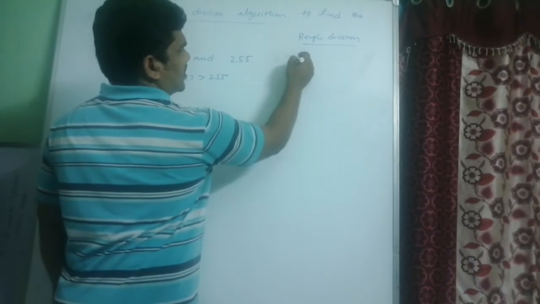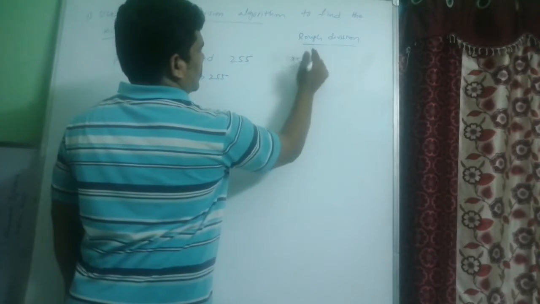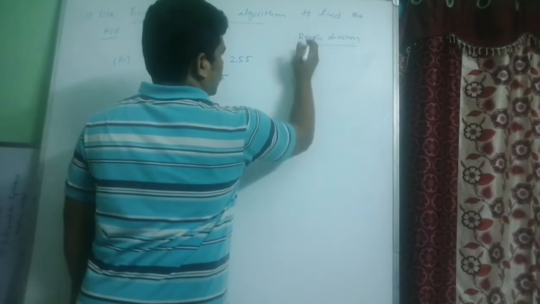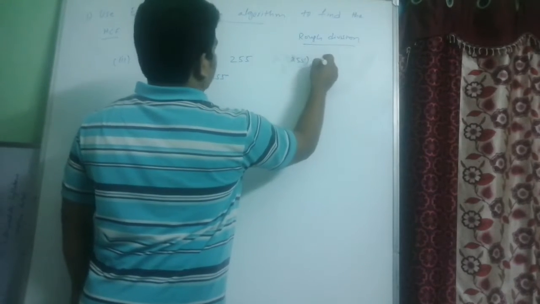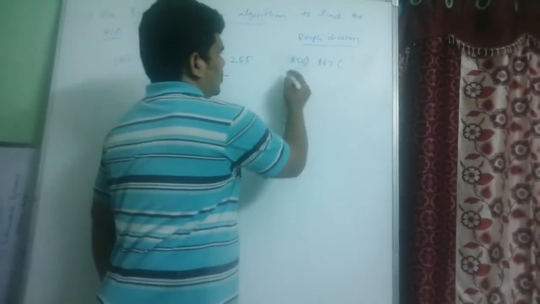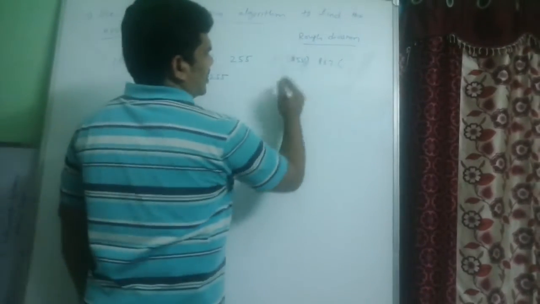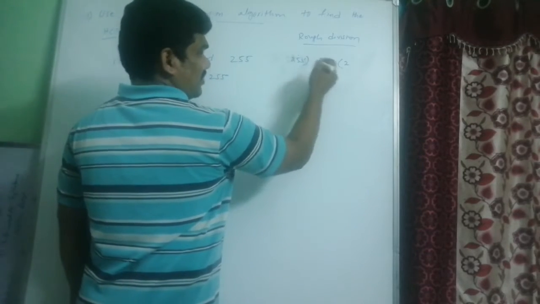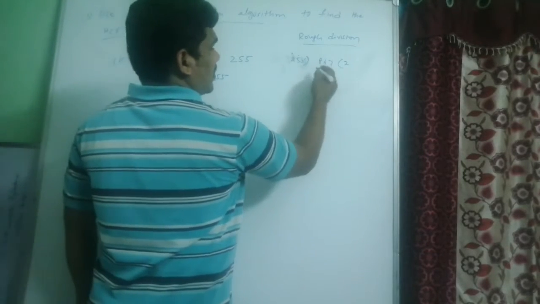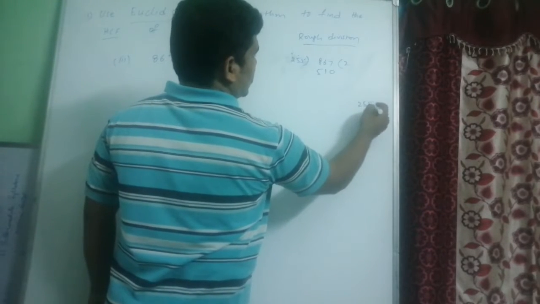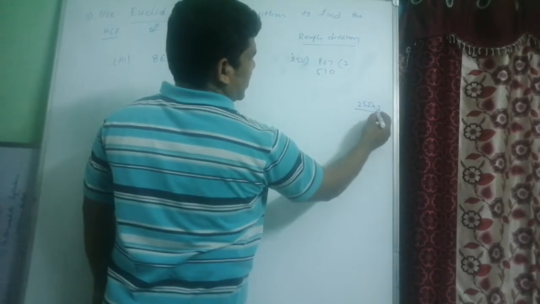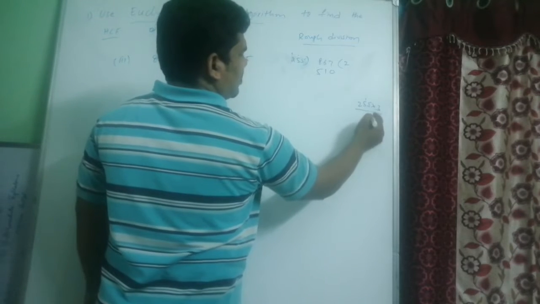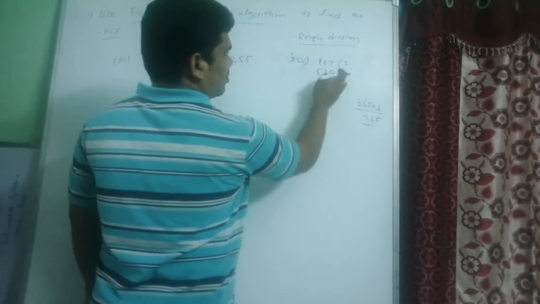In the rough division, 867 should be divided by 255. We can try with any number, say 2: 2 fives are 10, plus 1 is 11, 2 twos are 4 plus 1 is 5. Otherwise we have to check some more. Is 3 possible? 3 fives are 15, plus 1 is 16, 3 ones are 3. So it is possible with 3.